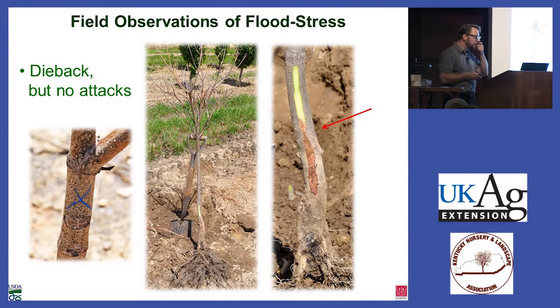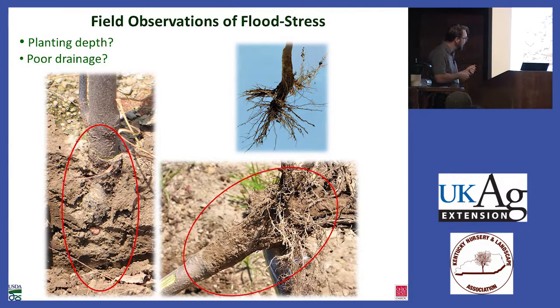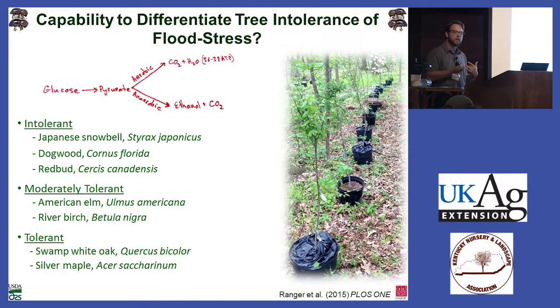And so when we looked at some of these trees, in particular this one, no ambrosia beetle attacks, but exhibiting dieback. And you can see this chlorotic zone moving up from the roots. And the planting depth also appeared to be way too deep for dogwoods, as you can see here. So it was really a combination of factors that particular year.